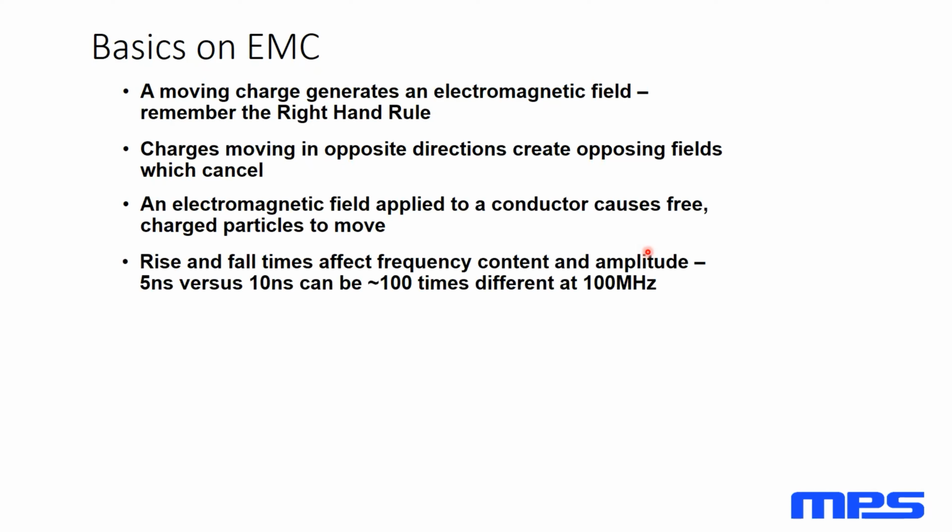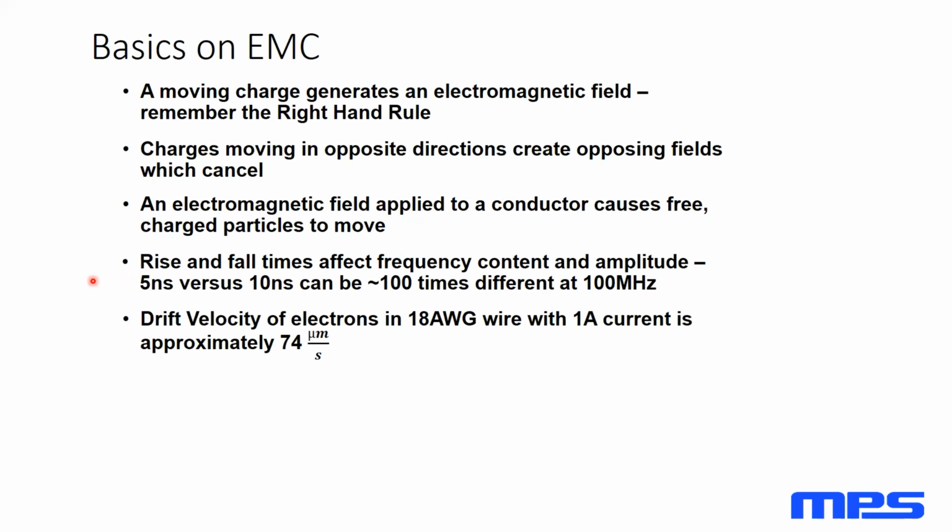Rise and fall times can affect frequency content and amplitude. Francesca touched on that a little bit. This is based on just kind of a worst case simulation. I made things as bad as I could make them and did a 5 nanosecond rise time pulse versus a 10 nanosecond rise time pulse for an off battery buck converter. And it can be 100 times difference in terms of the levels at 100 megahertz. That's pretty significant. In reality, it probably is not going to be that high, but in this worst case simulation I put together, that was the difference at 100 megahertz.